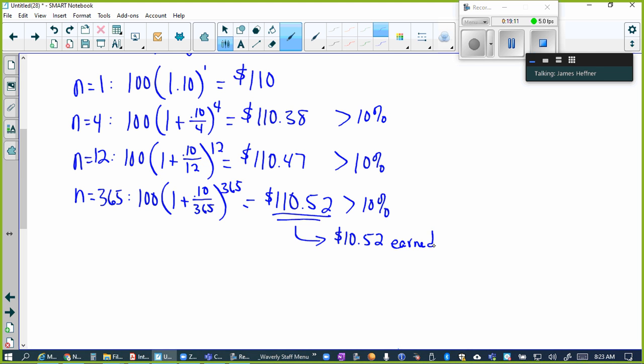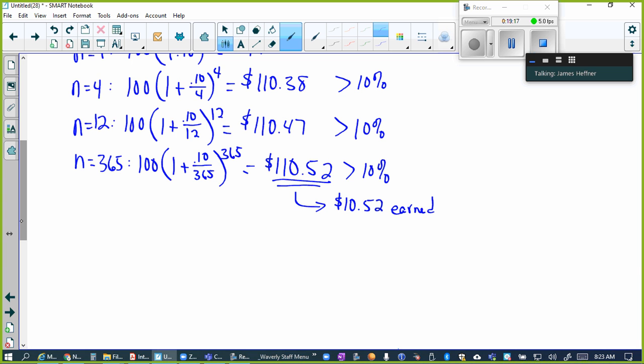Okay, so let's figure out what the effective rate was, the APY. So let's take this and how would we do that? Well, we'll take this amount that we earned, 10.52, divided by what was the original investment? Divided by 100, right? Equals what?